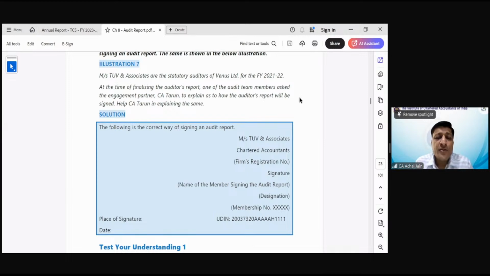Messrs. TUV and Associates are the statutory auditors of Venus Limited for financial year 21-22. At the time of finalizing the auditor's report, one of the audit team members asked the engagement partner, CA Tarun, to explain as to how the auditor's report will be signed. Help CA Tarun in explaining the same.